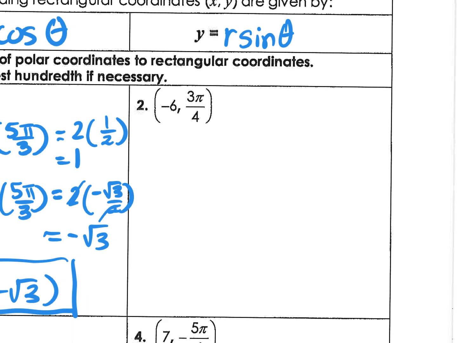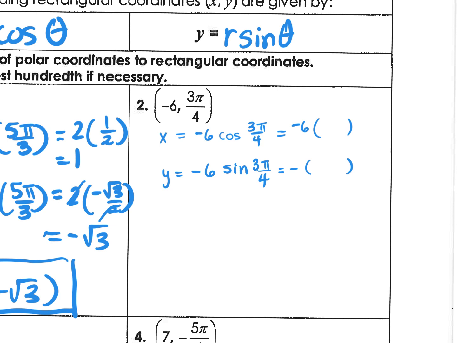Now, negative 6, 3 pi over 4. To find x, we do what? R cosine. So negative 6 cosine 3 pi over 4. And y is negative 6 sine 3 pi over 4. So this becomes negative 6 times something. This becomes negative 6 times something. You got to fill in the something from your unit circle.